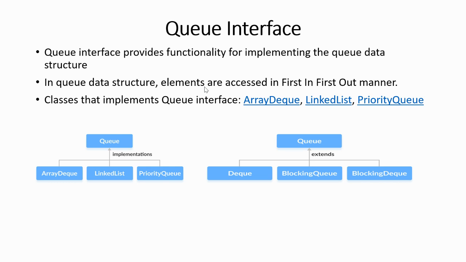If you see here at the bottom left-hand side, these three are classes, ArrayDeque, LinkedList, and PriorityQueue, that implement the Queue interface. And on the right-hand side, we have three interfaces at the bottom that extend this Queue interface, right?